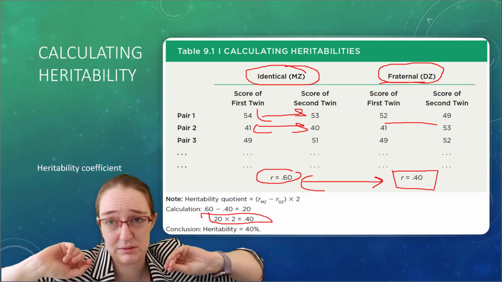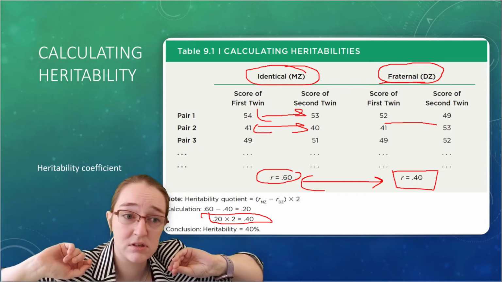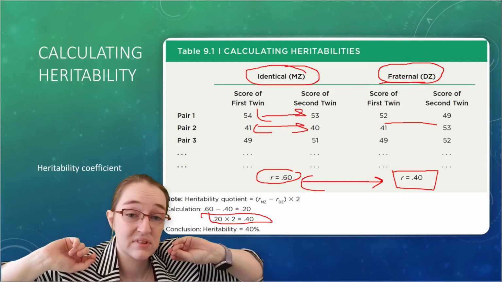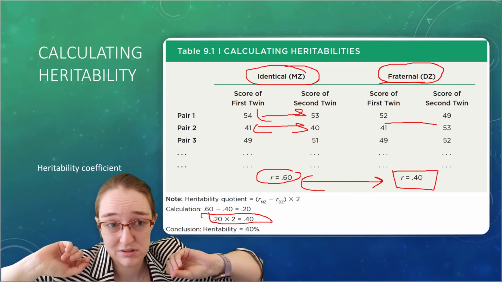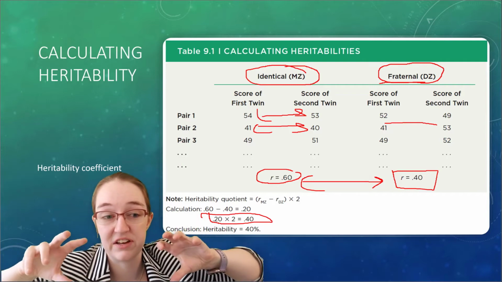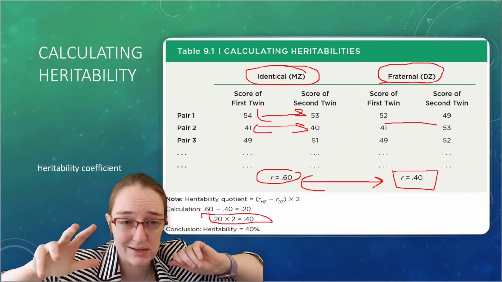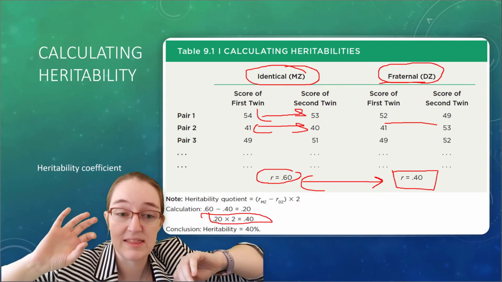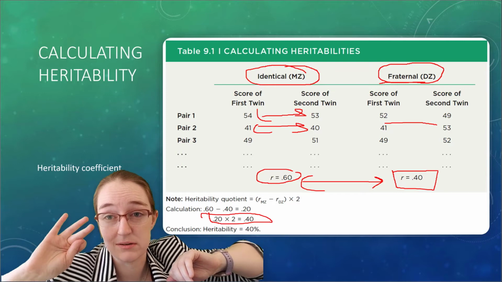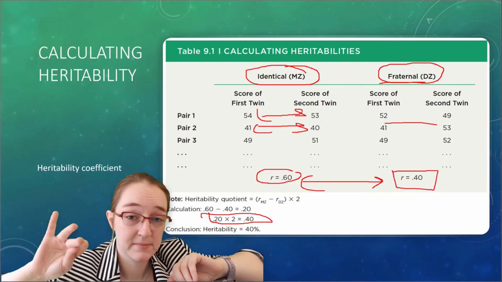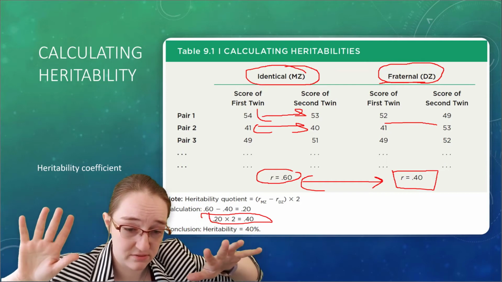I'm going to repeat that because I think the video just cut out. So the heritability coefficient is the percentage of the variance of a trait in the population, whatever population you're studying, that can be attributed to variance in genes. It's not causal, it's descriptive.